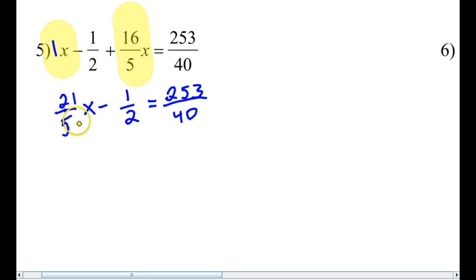I just combine the x parts right here. Again, in my calculator, I just punch in 1 plus 16 over 5, that helps with that. Otherwise, you'd have to do 5 over 5, 16 plus 5 is 21.